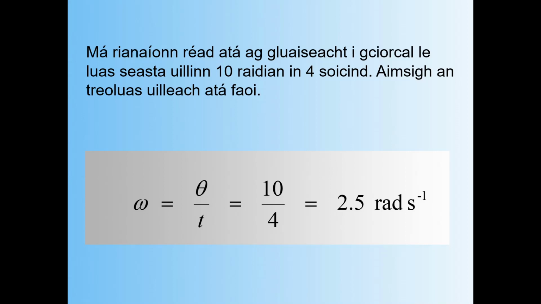Now, if we're given degrees in physics, we must convert to radians. Always radians, because angular velocity is measured in radians per second. So if it's 90 degrees in 3 seconds, we convert to pi over 2, and then pi over 2 over 3 is the angular velocity.